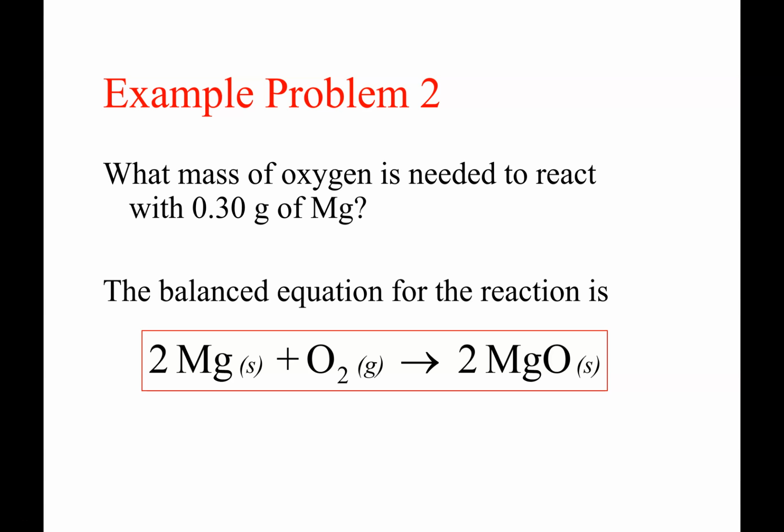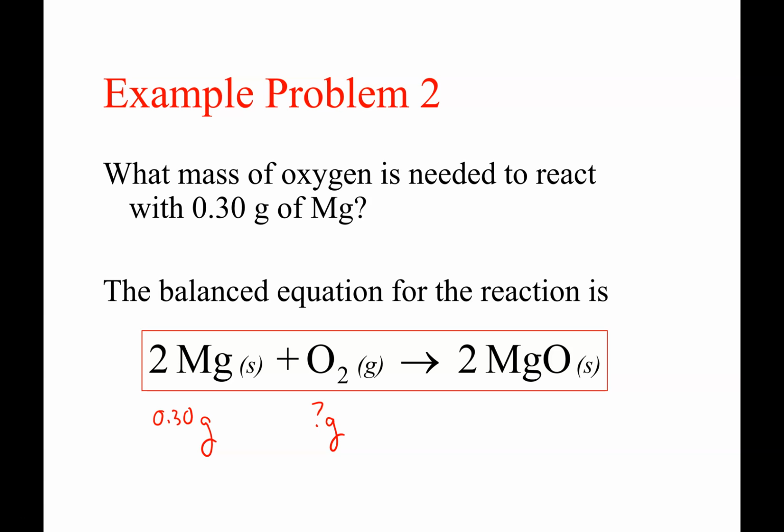What really helps sometimes, if you're dealing with a chemical reaction, this sort of problem, is to pull out the numbers and superimpose them underneath, I don't know if that's the right word, but you put the numbers underneath the species it's talking about. So what mass of oxygen, so I'll find oxygen, I'll put a question mark grams. What mass of oxygen is needed to react with 0.30 grams of magnesium? So it's a stoichiometric calculation. I know the magnesium, I want to know the oxygen.